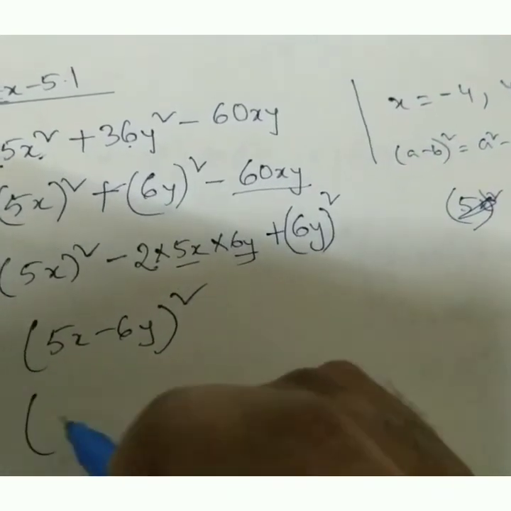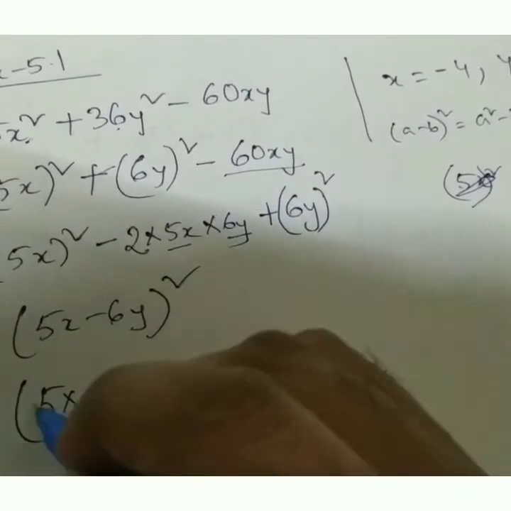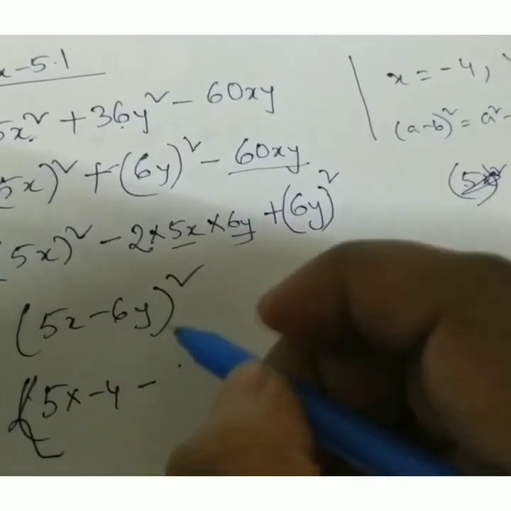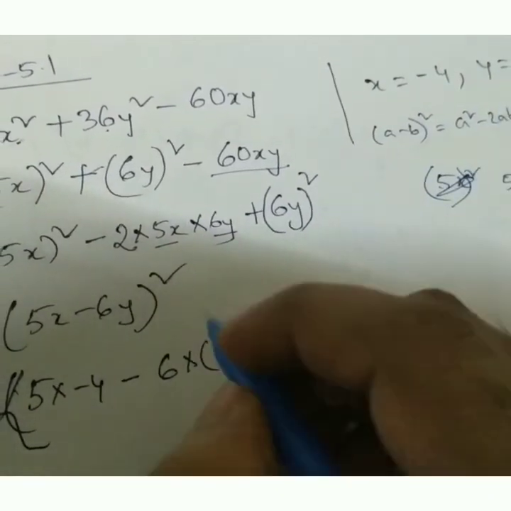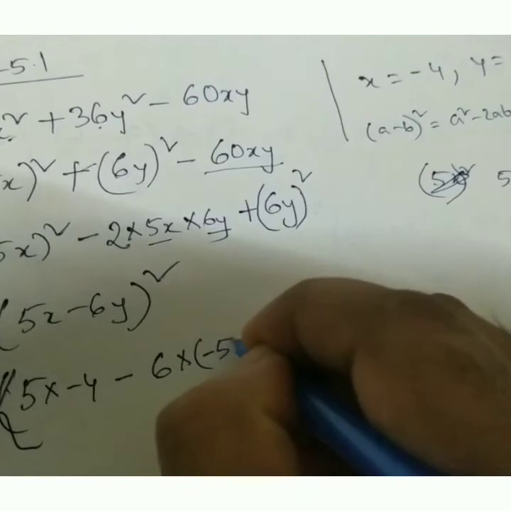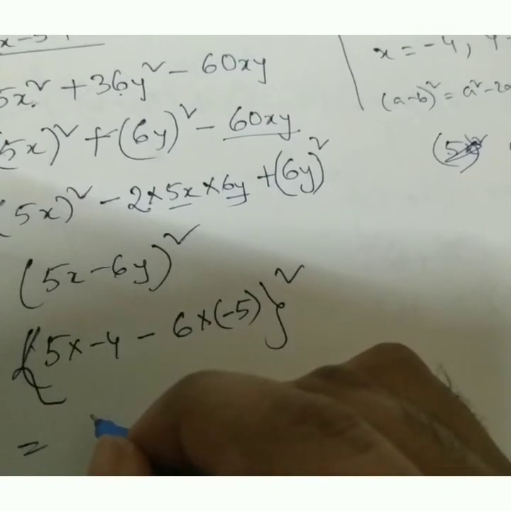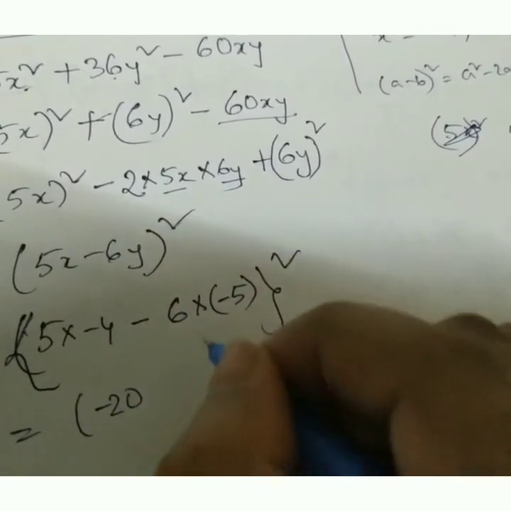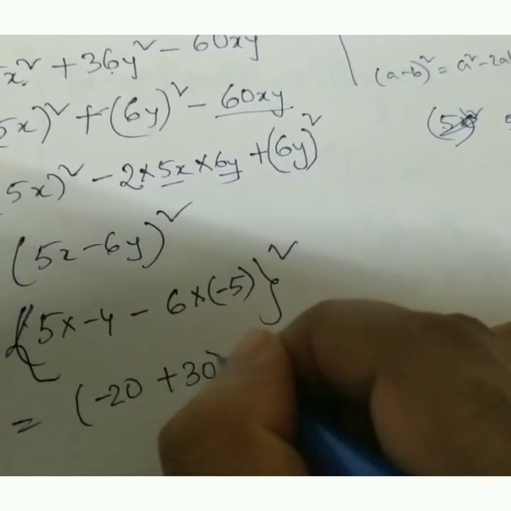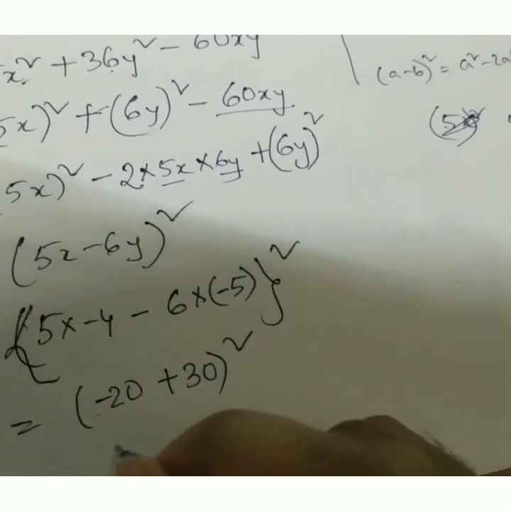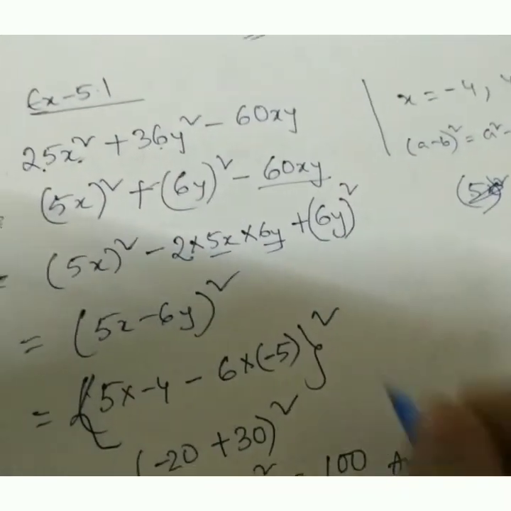Okay, so 5 into minus 4 minus, we use a second bracket because there is another minus, so minus 6 into, y is minus 5, so we put a minus 5 over here, and that square. So it equals 5 into minus 4 is minus 20, then minus 6 into minus 5 is plus 30. So minus 20 plus 30 is what? 10. So 10 square is 100. So the answer of this problem is 100.